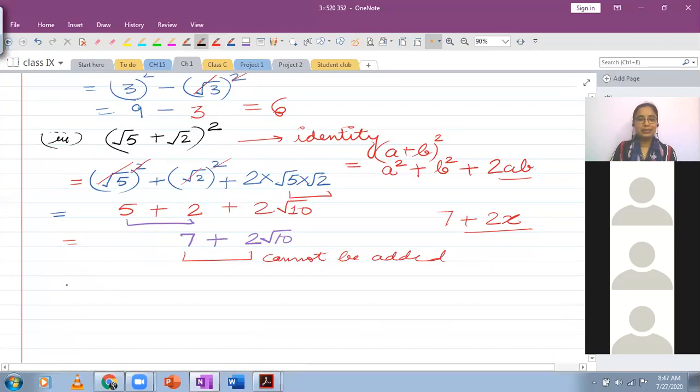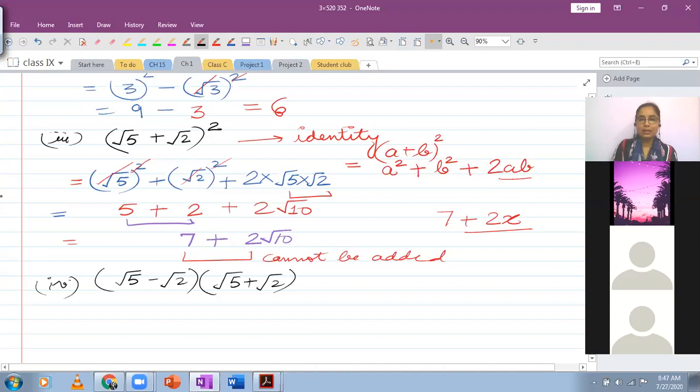I'm just trying to focus on the little things the students actually make mistakes about. So the last one is root 5 minus root 2. And in the second bracket, we have the same values added. Now this is like the second identity, sum of the two values times difference of the two values. So this will be a square minus b square. So you can just simplify.